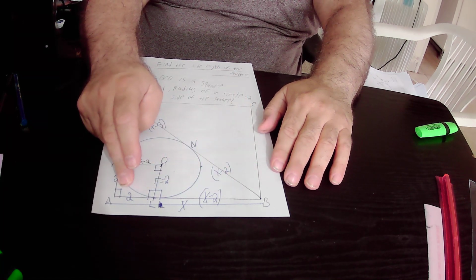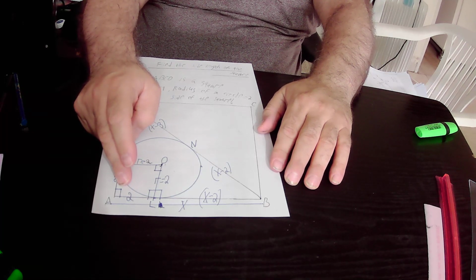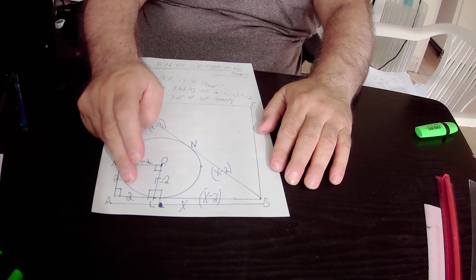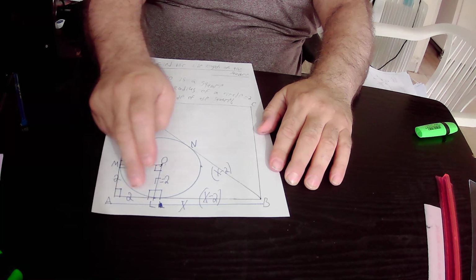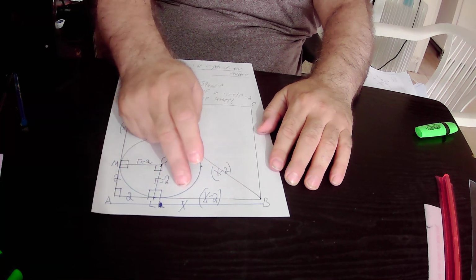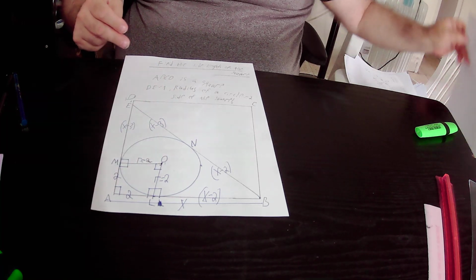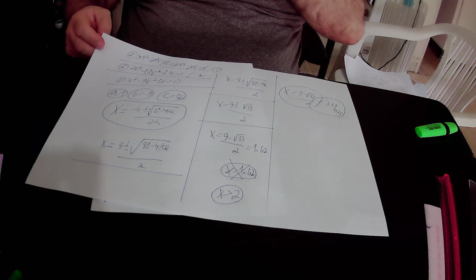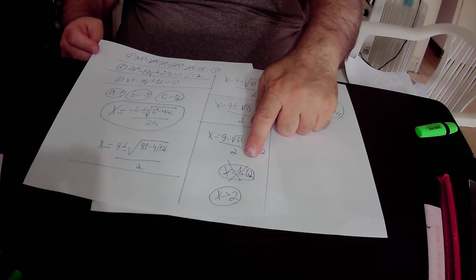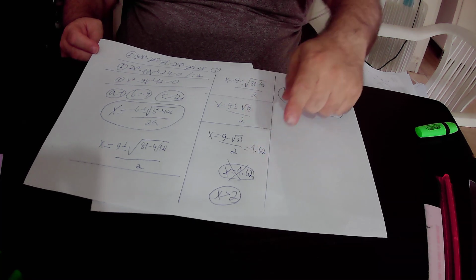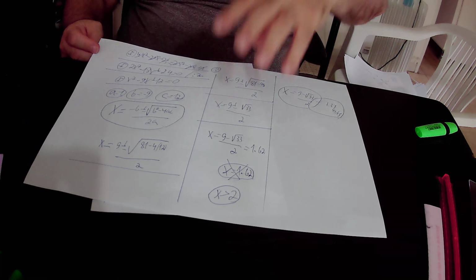So if AL, that is shorter than x, equals 2 units, it means that x must be greater than 2 units. x is greater than AL, that is to say x must be greater than 2 units. So x must be greater than 2 units, and x that is equal to 1.62 is less than 2 units. Therefore this solution is an incorrect solution, because x must be greater than 2 units.